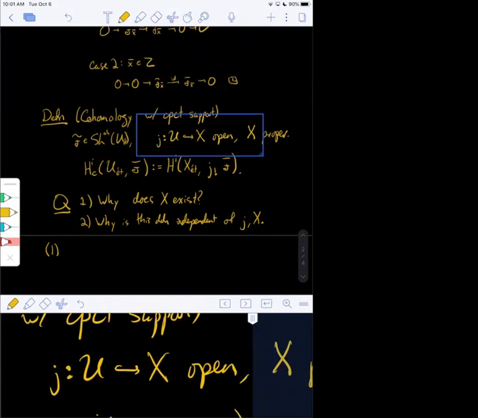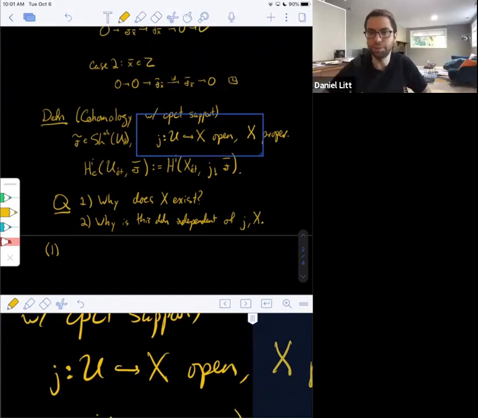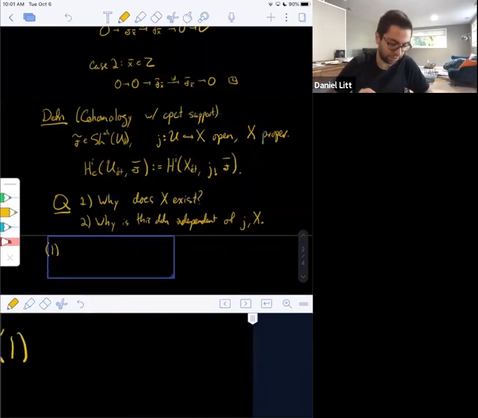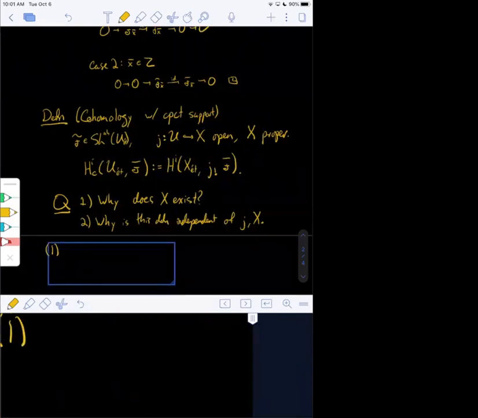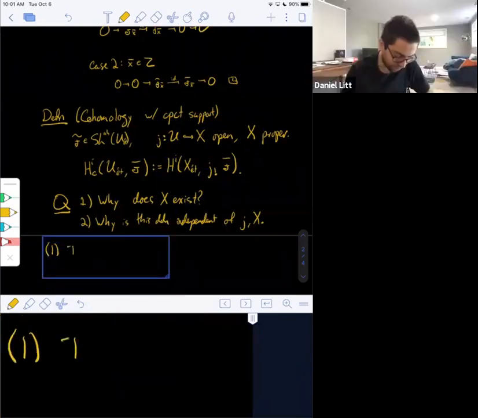Should you be separated? Is this what you're looking for, Daniel? Yeah, that's right. So proper schemes are always separated. So if U isn't separated, then there's no way to embed it in a proper scheme. That's exactly right.